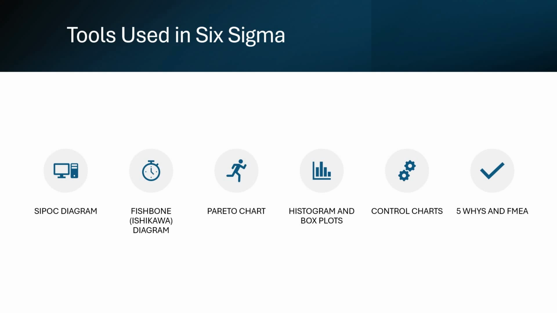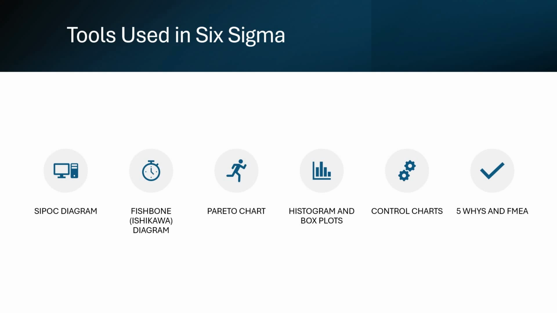5 whys is a very simple but yet a very powerful root cause analysis tool. You can ask why 5 times to drill down to the real issue. Example again is helpful. Product delivery is delayed. Why? First is transport issue. Second why? Route not optimized. Third why? No GPS. And so on, and finally you get to zero in to the point.